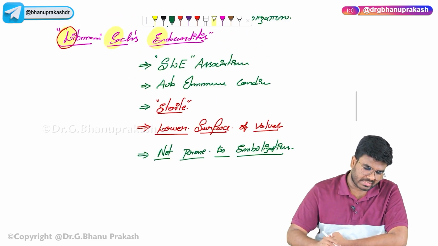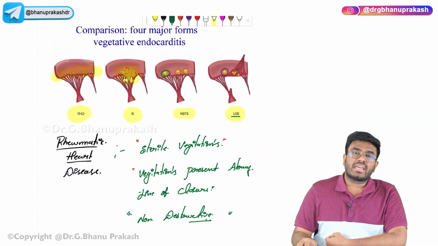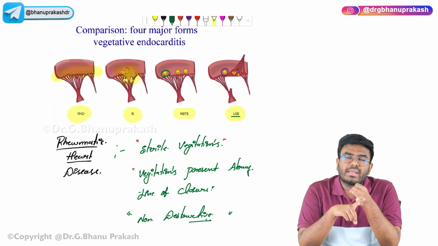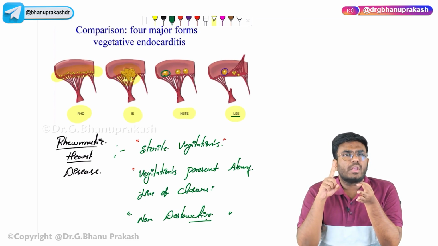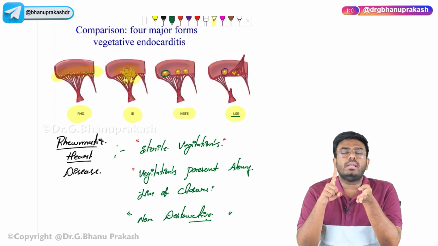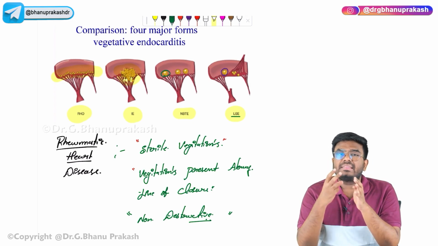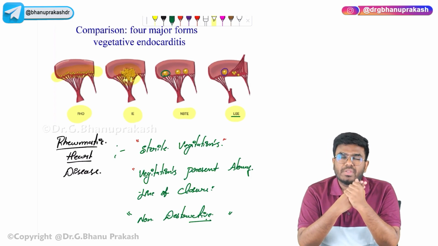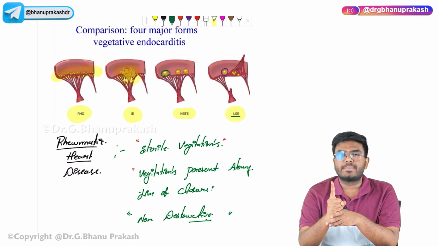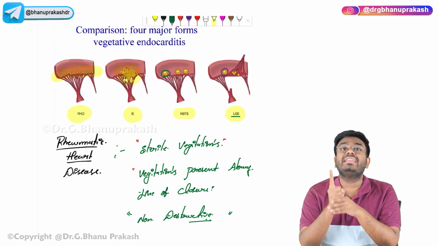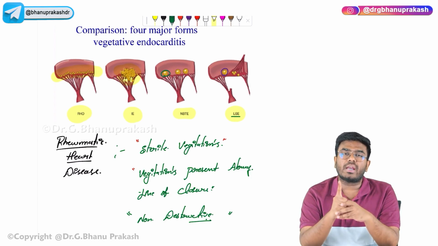So with this we have discussed different types of vegetations. The 4 types of vegetations which I have discussed here are the vegetation seen in rheumatic heart disease, the vegetation seen in infective endocarditis, the vegetation seen in non-bacterial thrombotic endocarditis and Libman-Sacks endocarditis. Out of all these 4, in 3 conditions the vegetations are going to be sterile. The only condition where you will see septic vegetations is infective endocarditis, and they will damage the walls. So destructive vegetations are seen in infective endocarditis.